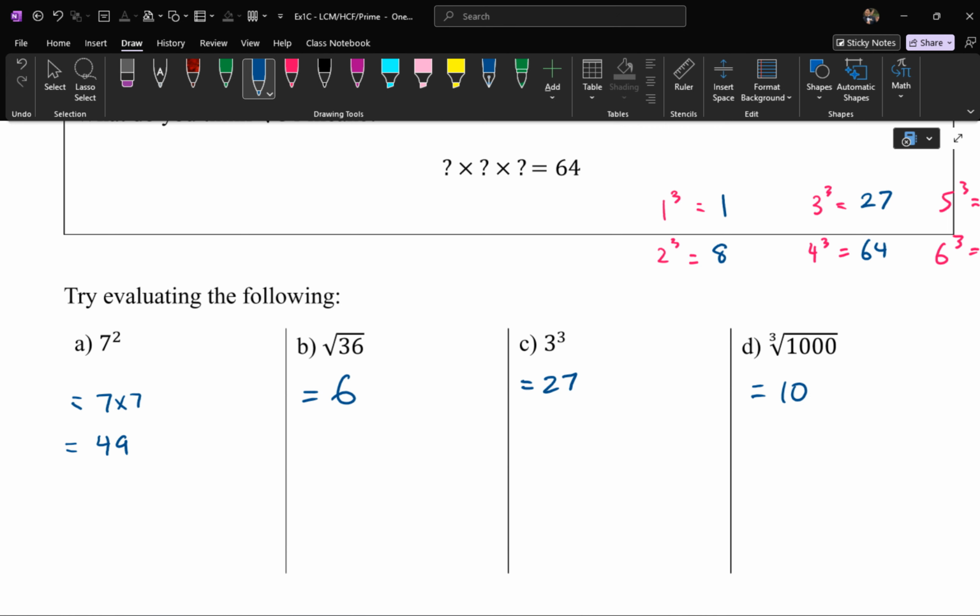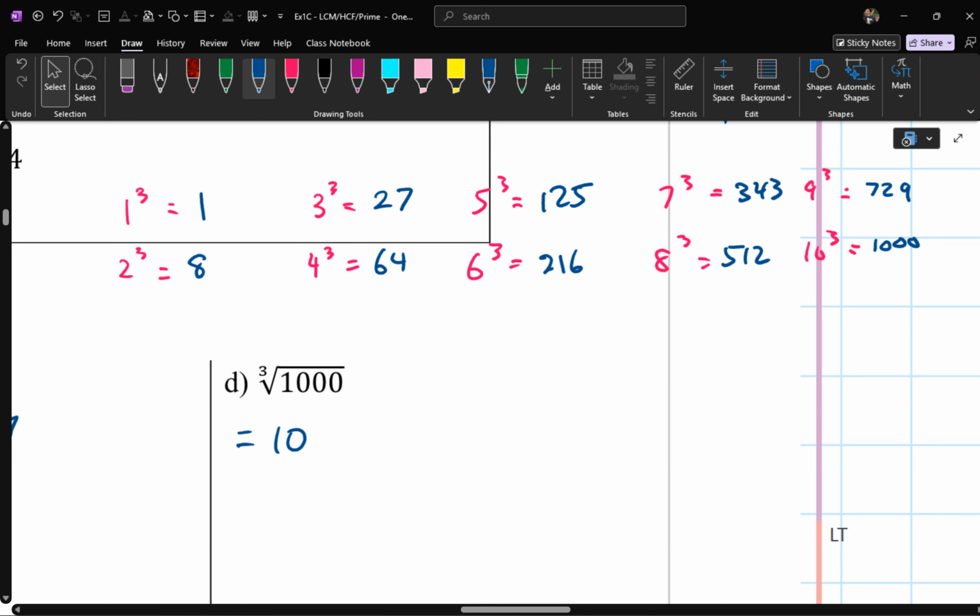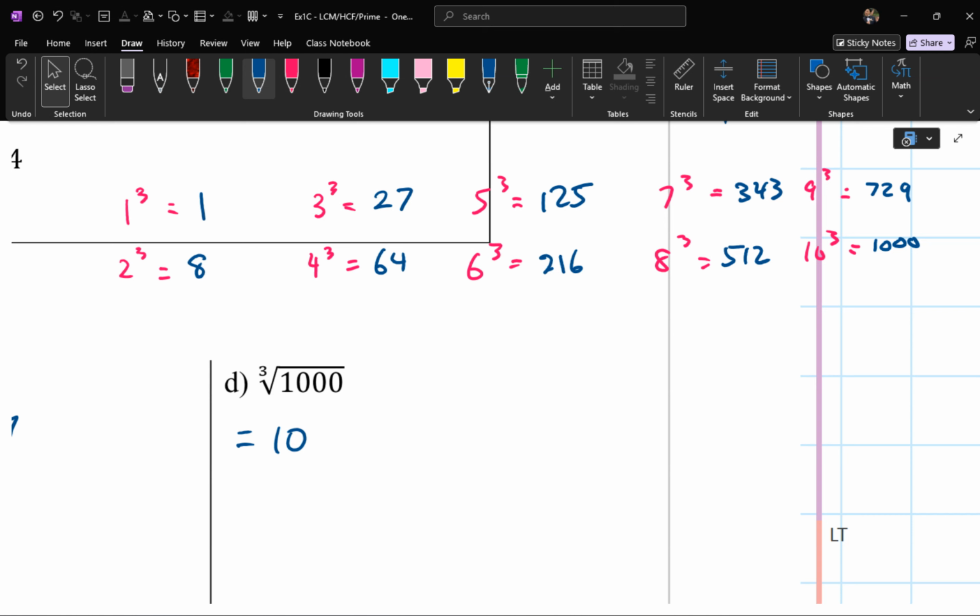Okay, because the next lesson, you do need to know cubes and squares so that you can do quick maths for LCM, HCF. Oh yeah, the list. Copy that list down. Very useful list for exercise 1C. 1 cubed, 2 cubed, 3 cubed, 4 cubed, 5 cubed, 6 cubed, 7 cubed, 8 cubed, 9 cubed, 10 cubed.